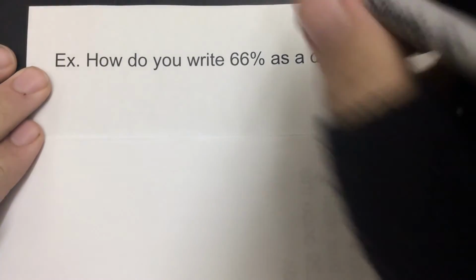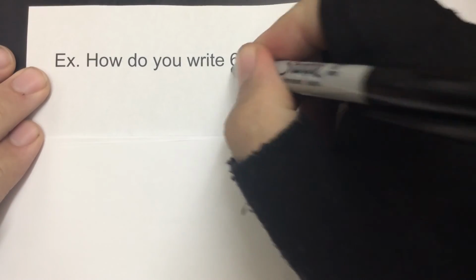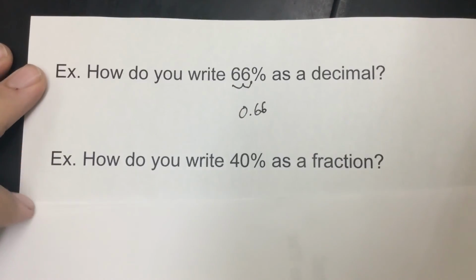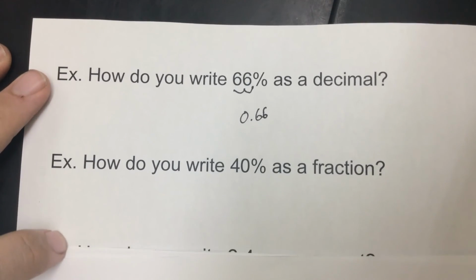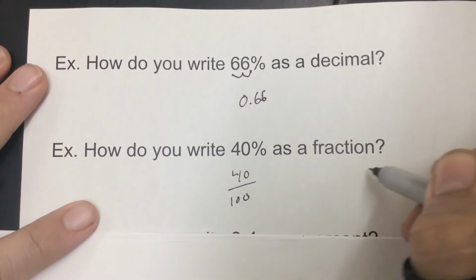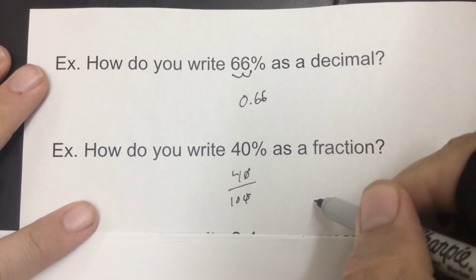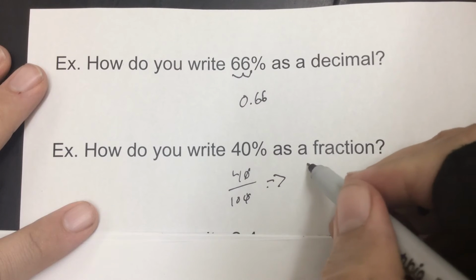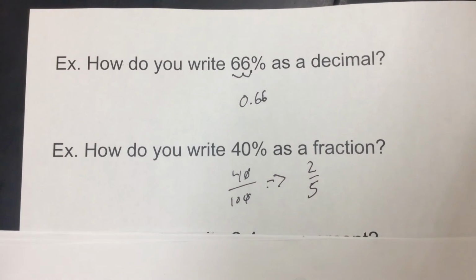So 66% as a decimal. Well, decimal would be right here. We move it once, twice. We're 0.66. Okay. 40% as a fraction. Well, 40 we know would be 40 over 100, which we could reduce by 10 to be 4 over 10, which we divide by 2, which would mean it is 2 over 5.